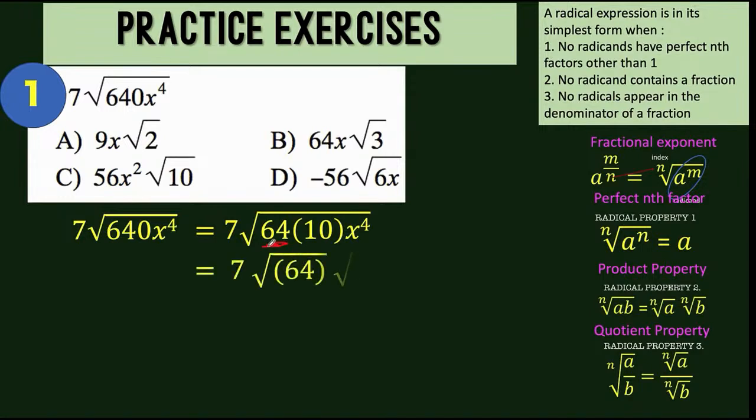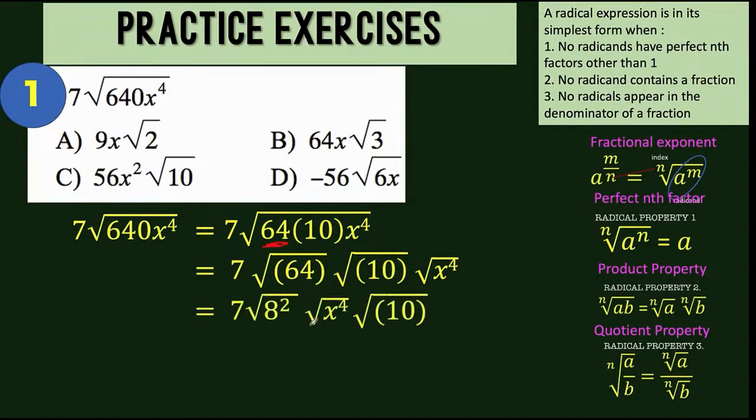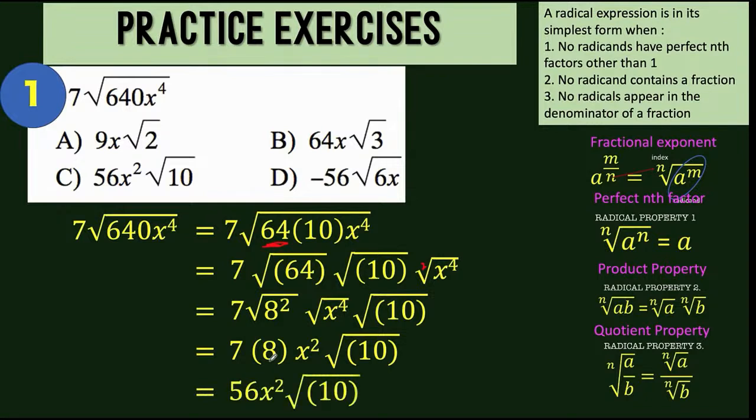So we can write this as separate radicals using the product property of radicals, and we can simplify each of these radicals. We copy 7, square root of 64 is 8. We copy the square root of 10, and the square root of x to the fourth is x squared. You simply divide 4 by the index 2 to get this exponent 2. Then 7 times 8 is 56, copy x squared, copy square root of 10. That is now our answer.